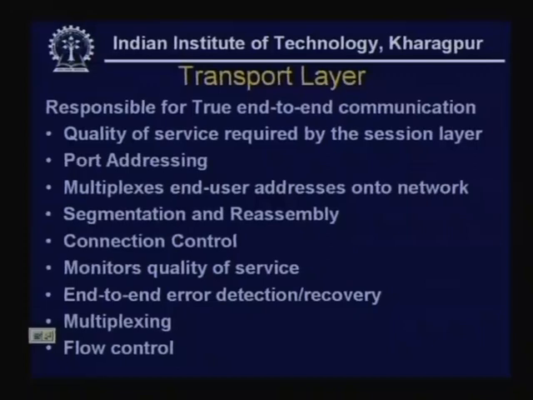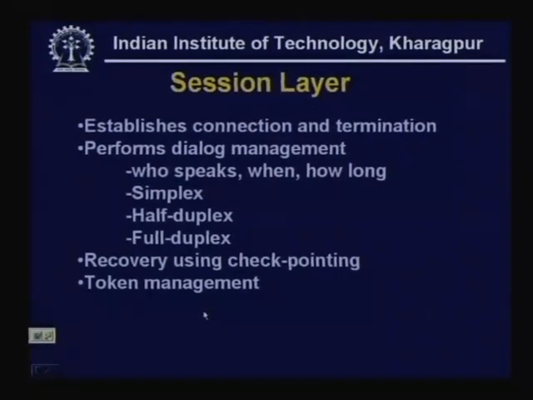It may be necessary to break down a packet into a number of packets and reassemble at the other side. So, this segmentation and this reassembly is done by this transport layer. Then the connection control, it monitors the quality of services, end-to-end error detection and recovery, multiplexing, flow control. These are the various functions performed in the transport layer.